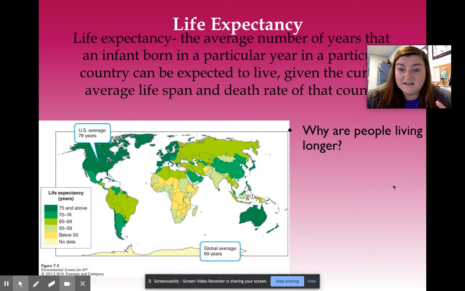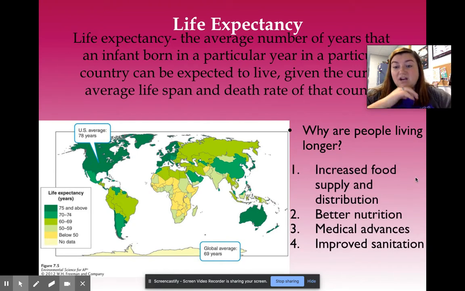And why is that? There's an increased food supply and distribution. We've got global food trade now, right? We get avocados from Mexico, fruits from South America, food from all over the world. So it's better distributed, which leads to number two, better nutrition.